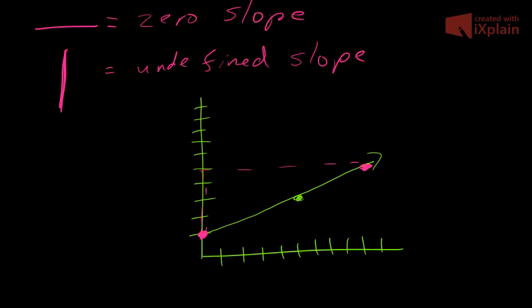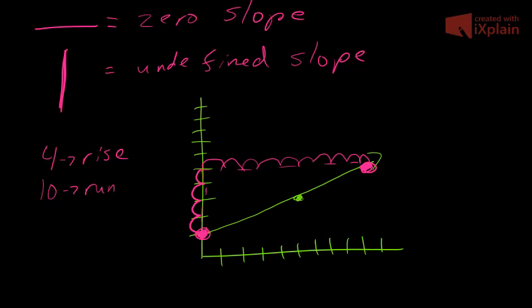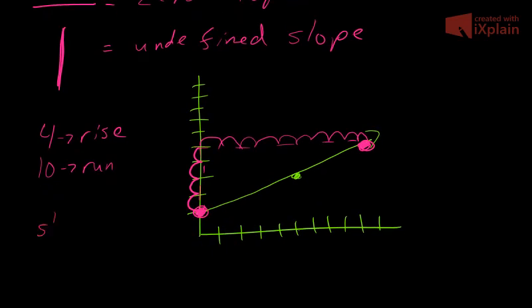So my rise is pretty easy. To get to this point here, from this point here, I want to go up 1, 2, 3, 4, so 4 is my rise. To get to run, I need to go over 1, 2, trying to line up on the bottom here, 3, 4, 5, 6, 7, 8, 9, 10. So I need to go 10 over. 10 is going to be my run because I go 10 spaces over. After that, I know slope is going to be my rise divided by my run. In this case, that is 4 over 10. And when I do that, that's going to be 2 over 5 is my slope.